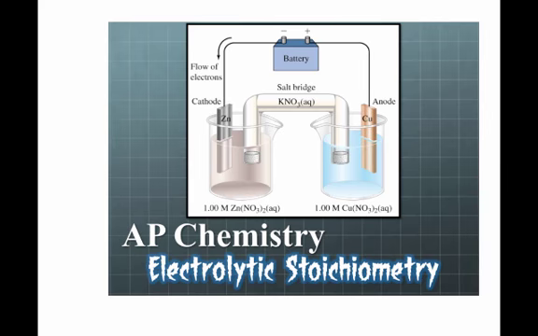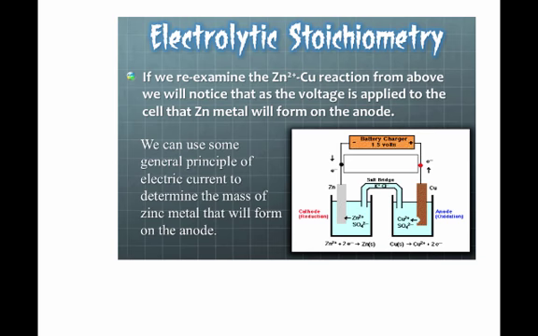Alright guys, today we're going to look at electrolytic stoichiometry. So we're going to tie in some stoichiometric calculations along with these electrolytic cells. The basic idea here is that when we are dealing with electrolytic cells, the metal is going to plate out on one of these sides. Now the term plate out just means that the metal is going to form.